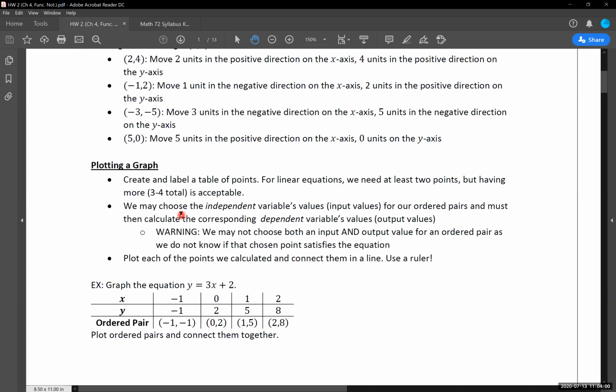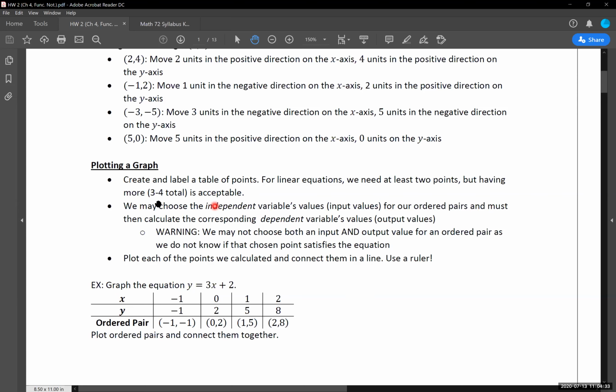When we are doing this, we may choose the independent variable's values, meaning the input values, for our ordered pair, and must then calculate the corresponding dependent variable's value, the output value. This generally corresponds to the independent variable, or the input, being the x value, and the output variable, or the dependent variable, being the y value that we normally have. This is the generality that we go with.